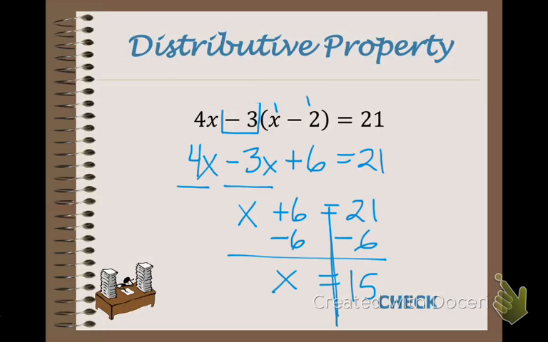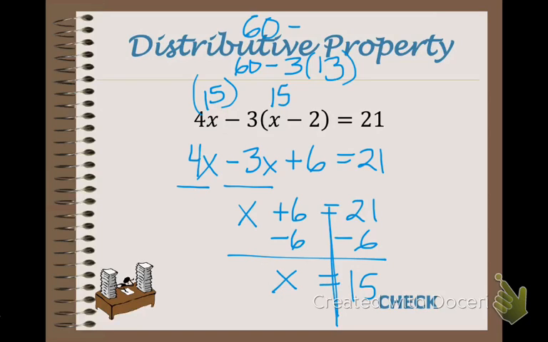At this point now, I can check my work and make sure that I'm good to go here. 4 times 15 minus 3 times 15 minus 2. So 4 times 15 gives me 60. Minus 3 times, and 15 minus 2 is 13. 13 times 3 is 39, so 60 minus 39 does in fact give me 21.